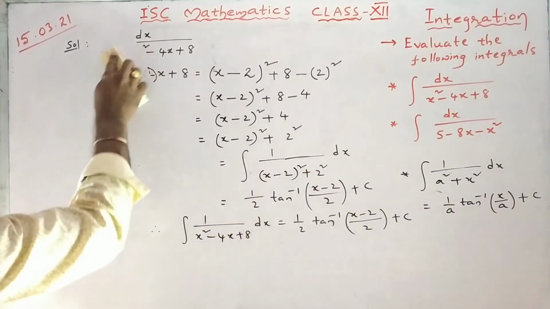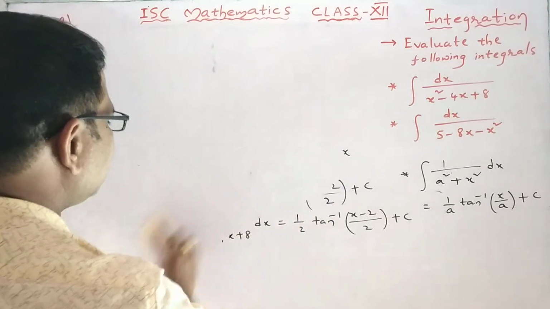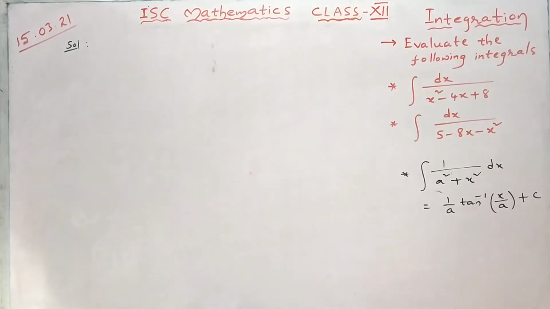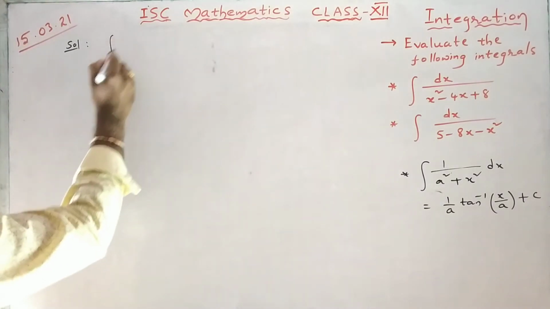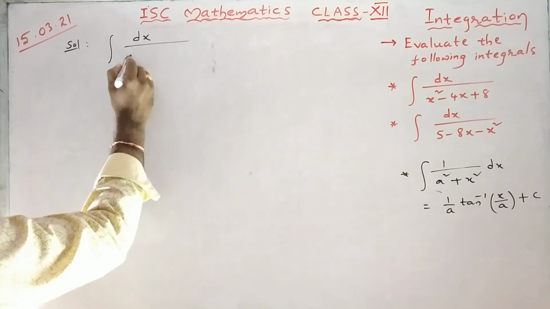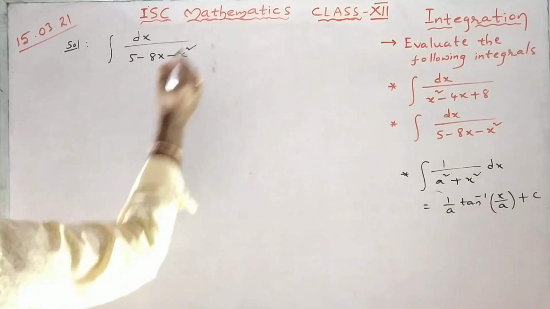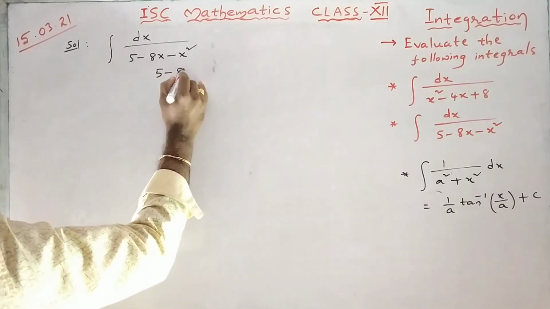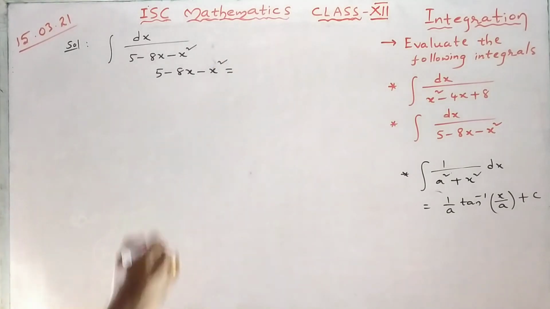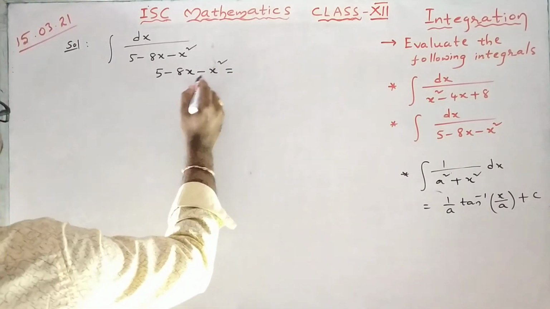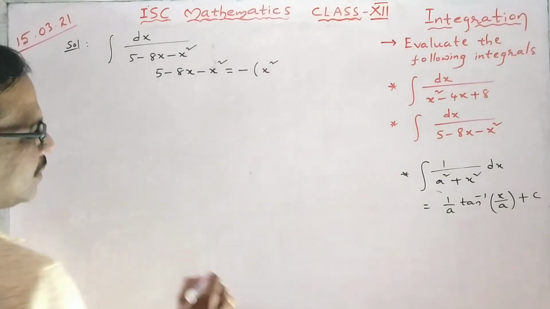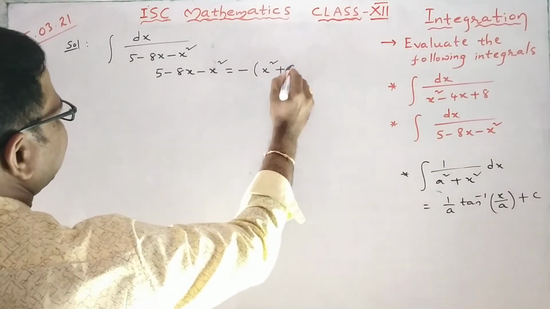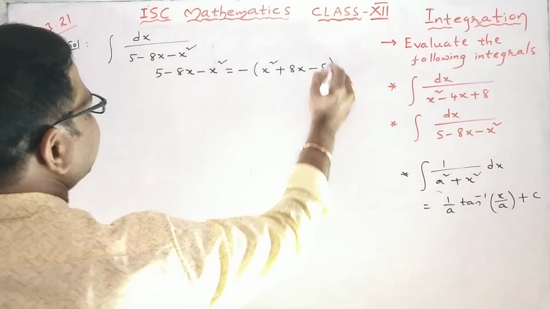See here. All the problems hereafter we are going to follow the same procedure, so don't worry, you can understand. Integral dx by 5 minus 8x minus x square. Again it is a quadratic expression, so I'll factorize it, in the sense I'll make it a perfect square. First take the minus common, because the x square coefficient should always be positive and 1. So this will be 8x plus 5 becomes minus 5.